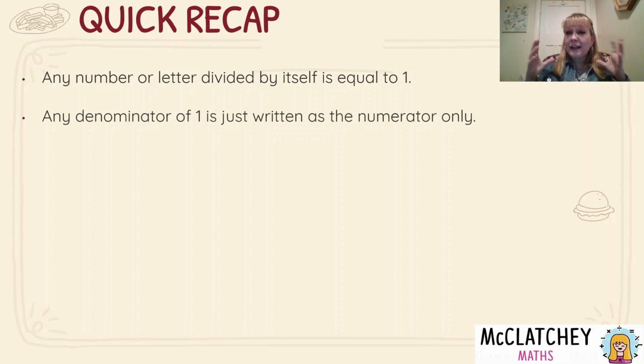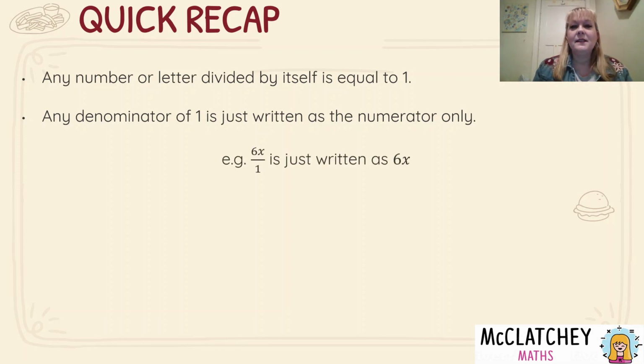Now, any fraction that we have with a denominator, the number on the bottom of the fraction, that is 1, we typically don't write it as a fraction then. We just write it as a whole number or a numerator. So if I end up with something like 4 over 1, I would just write that as 4. And it's the same with algebra. If I had x over 1, I would simply write that as just x. So for example, here we've got 6x over 1, and we would write that as 6x.